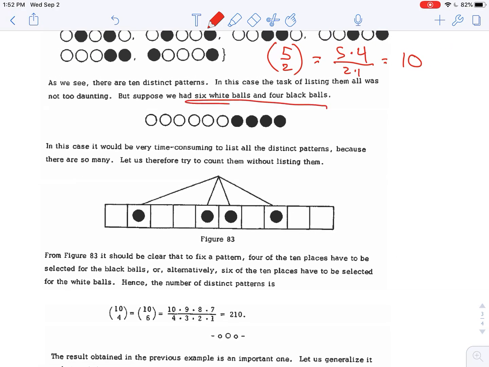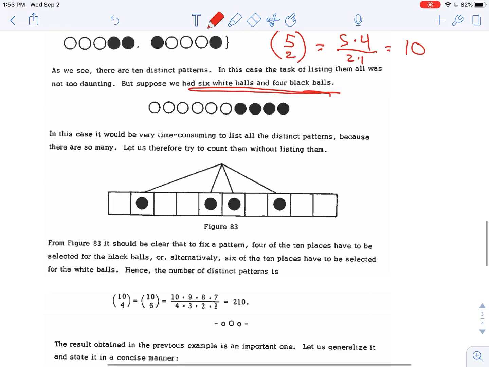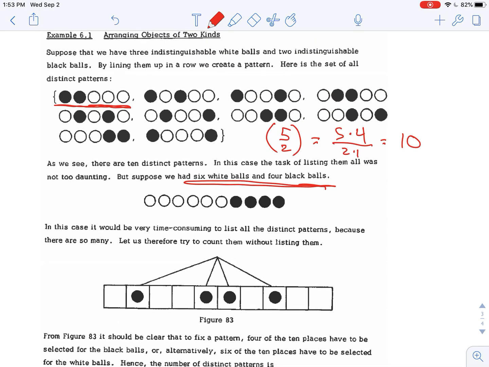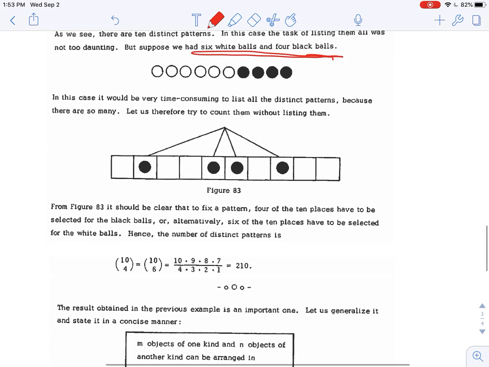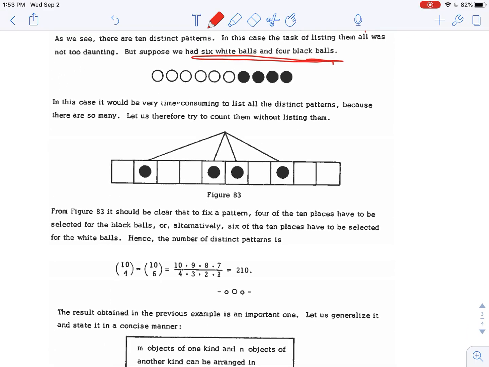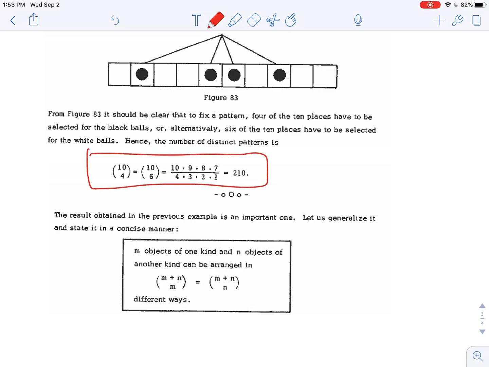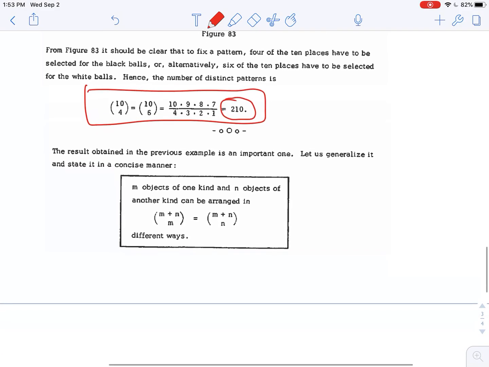Now, if we go bigger, 6 white balls and 4 black balls, whereas this one up here I was able to easily write out, if I've got 10 balls and I'm choosing 4 of them, that's going to be much, much more difficult to draw out. I will definitely want to use math. 10 choosing 4 can be rewritten as 10 times 9 times 8 times 7, all over 4 times 3 times 2 times 1, which simplifies to 210.